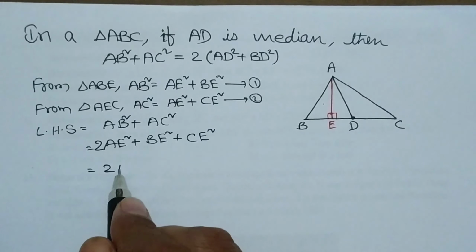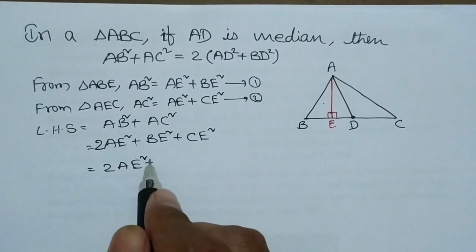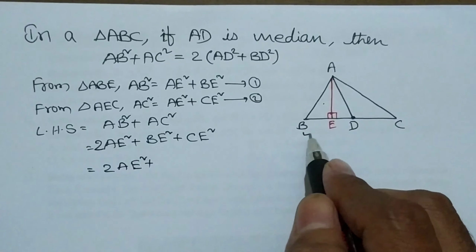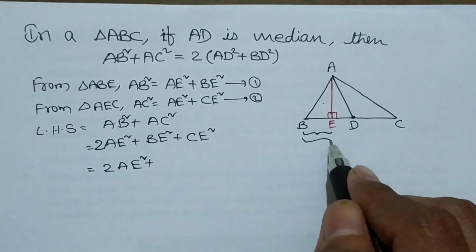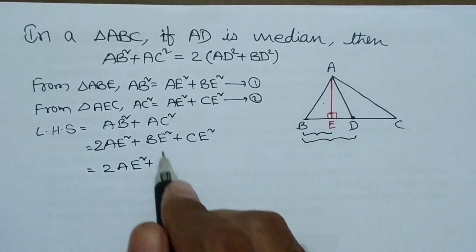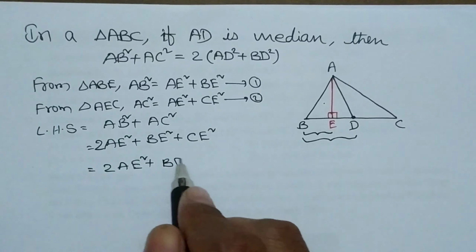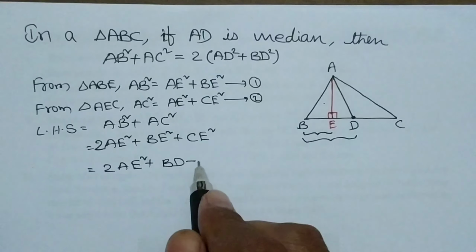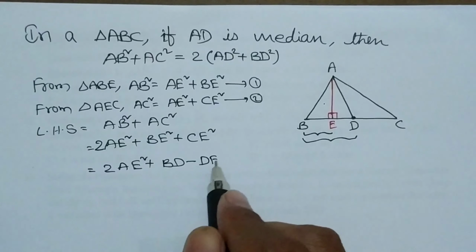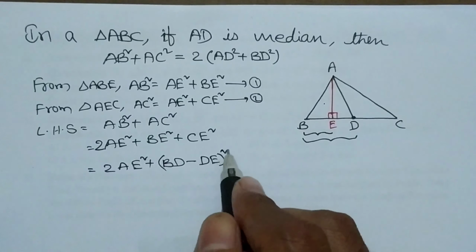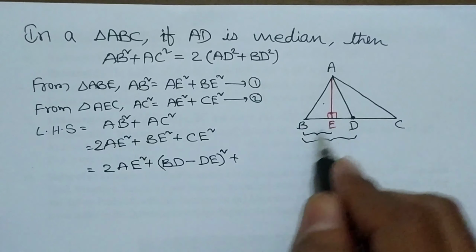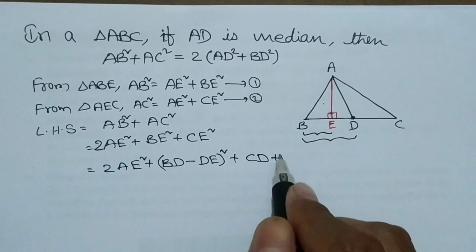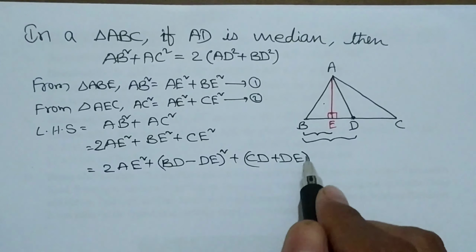Now let us write 2AE square as it is, plus when we write BE, let us include D also. So BE means BD minus ED. So I am writing BE as BD minus ED, or DE. Since it is square, the whole square will come. Now CE, let us include D again: CD plus DE.